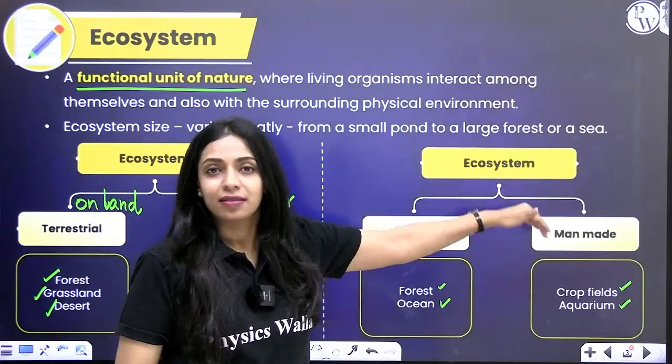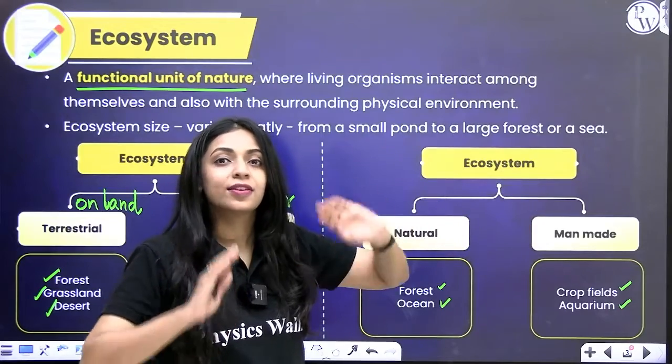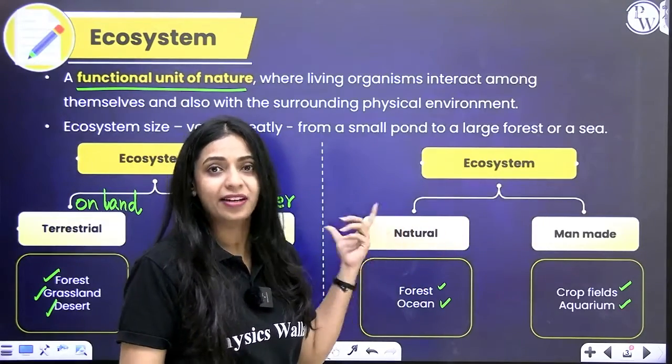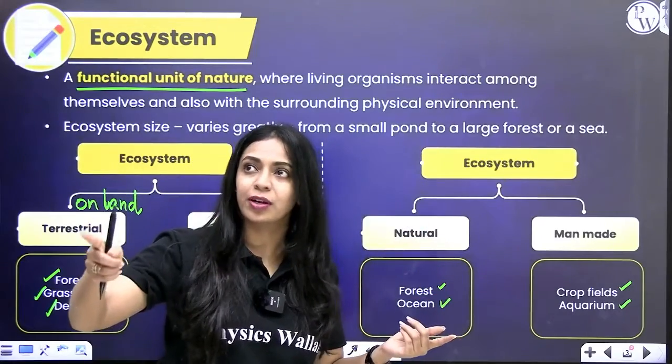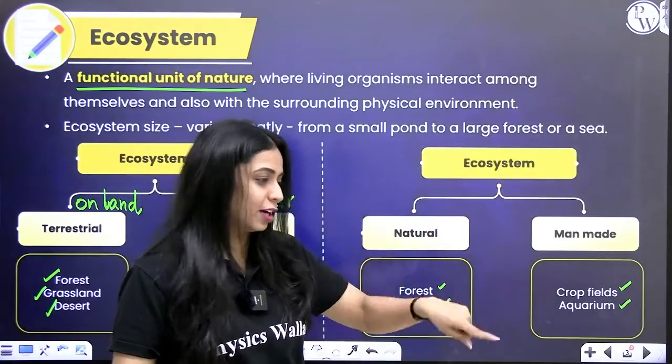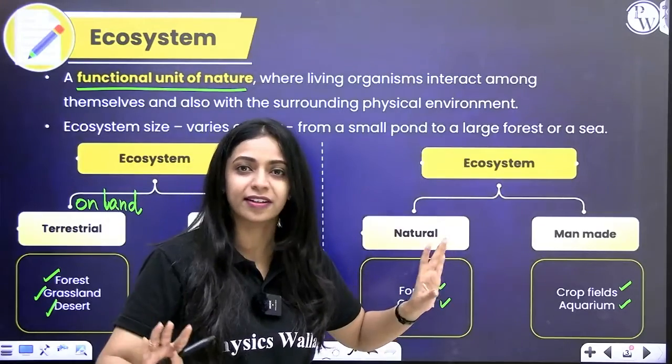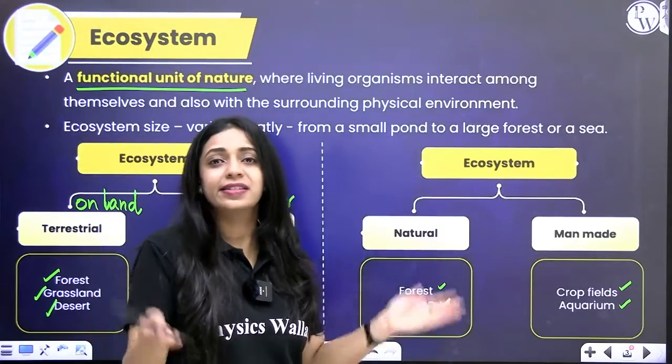In man-made ecosystem, there is human intervention, which is not there in natural ecosystems. Nobody went around forests and said, here I want a teak wood tree, here I want a sandalwood tree, and here maybe a frog would look nice. Nobody did that. That has happened by itself in nature.